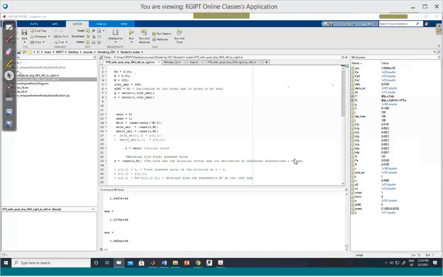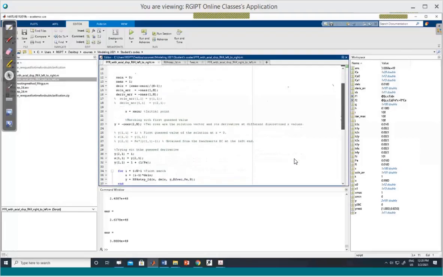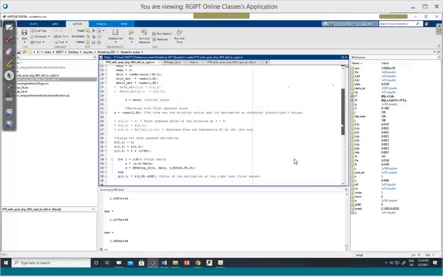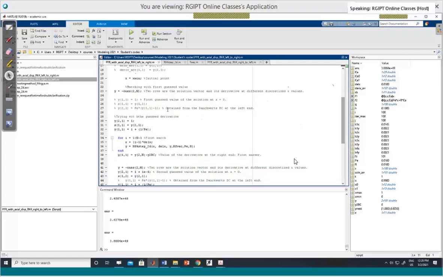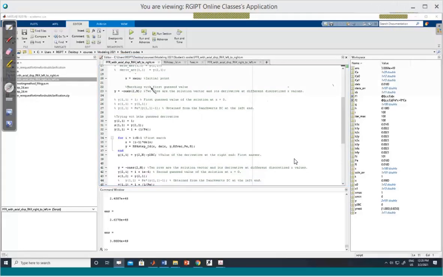Now here what we're going to do is, the initial point is x min. Then we are going to march from left hand to right hand with the first guessed value. Where is my first guessed value?